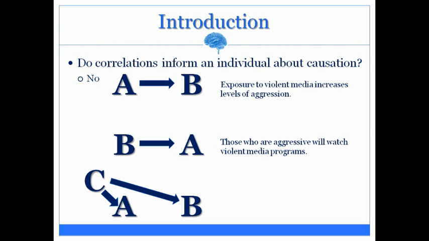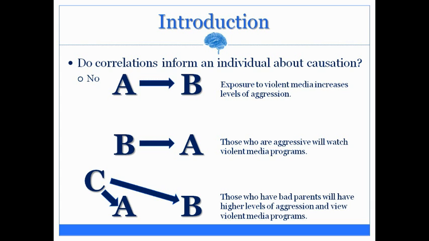It could be the opposite, that something else is causing both A and B to increase. That could be factor C. Some outside variable is causing factor A to increase as well as factor B. What could that outside factor be? That could be bad parenting. Bad parenting causes children or adults to watch more TV, and that is also not even related to bad TV. That child or that adult is just going to become aggressive by nature from that bad parenting.